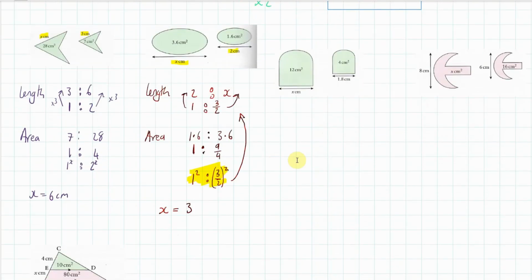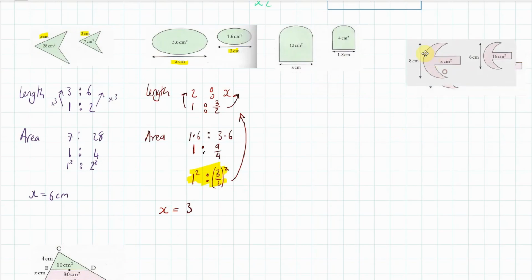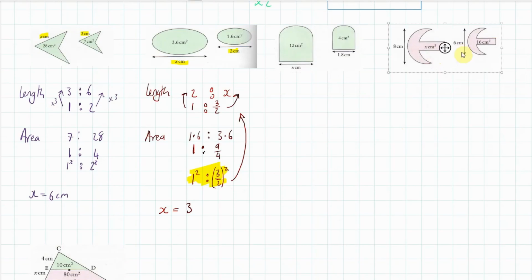Okay, moving right along. Let's see, what have we got here? Okay, this time, we still don't know the length. Now, what we'll do is we'll set up the same scenario again. So with the lengths, I've got my smaller one is 1.8 to something. And then I've got my area. And for my area, I've got 4 to 12, which we can simplify as 1 to 3.